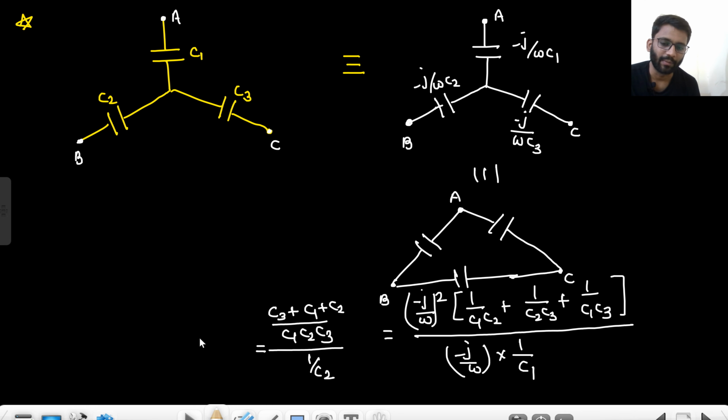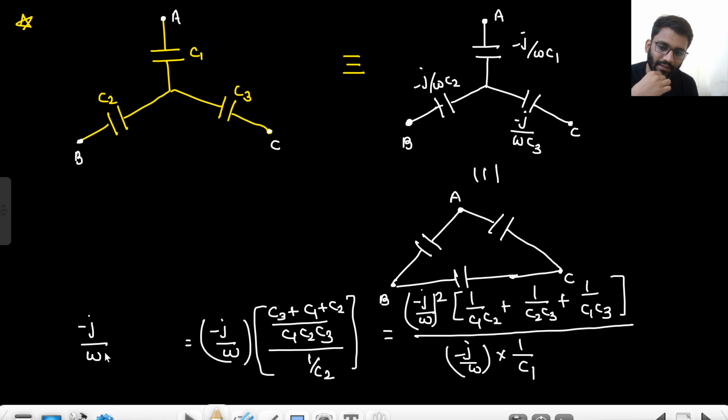Then the final one we would be getting is C1, and minus j by omega is also there, right? Because this gets cancelled, only minus j by omega is left. Okay, and this much capacitance. So what is the final one? Minus j by omega into that C2 will get up and it will be left with C2 times C1 plus C2 plus C3, divided by C1 C3.